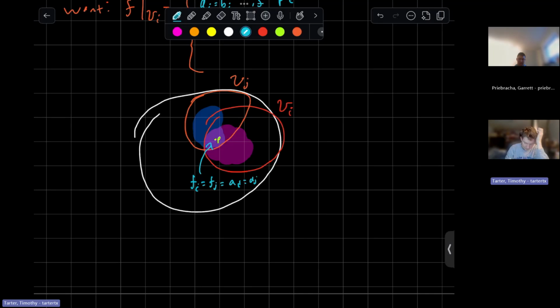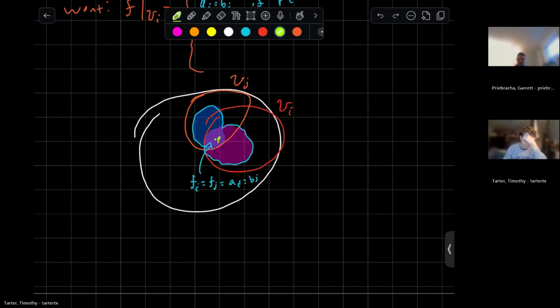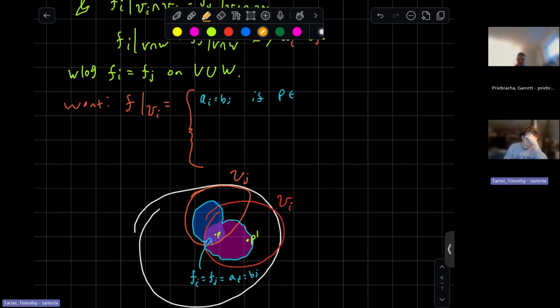AI equals AJ, or BJ. But then this extends over here too, right? So this also gives us, and so then we want to say, okay, given maybe a different P, like a P prime, we get some other open neighborhood.